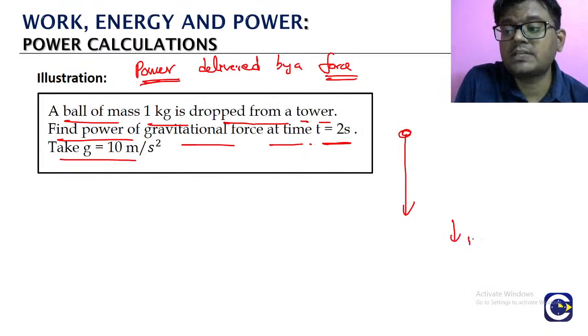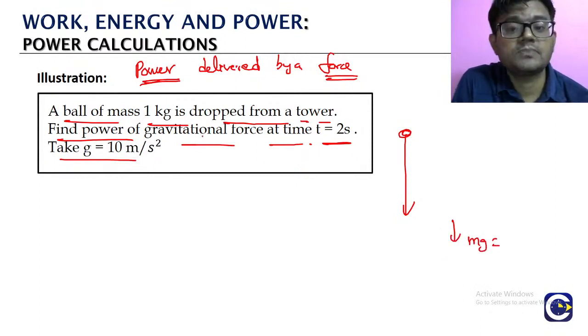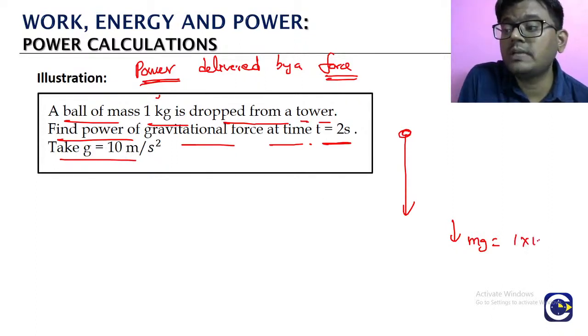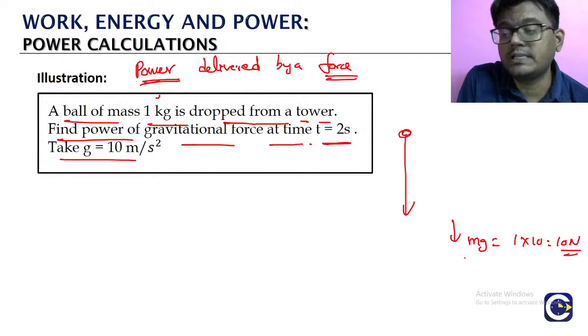What is the gravitational force? It means mg. The mass of the body is 1 kg and acceleration due to gravity is 10. So 1 into 10 is 10 Newton. That is the gravitational force.